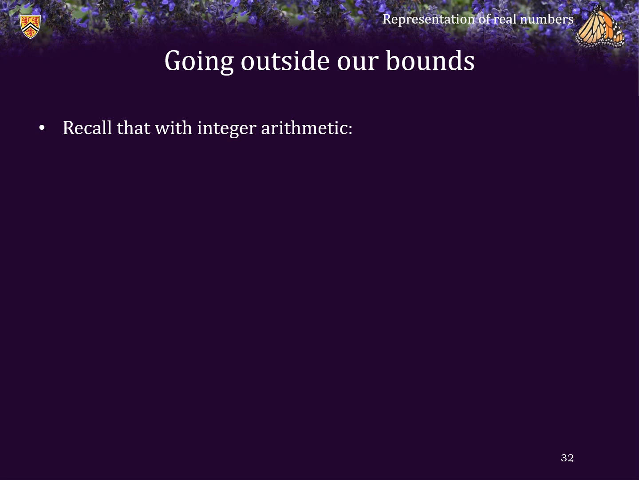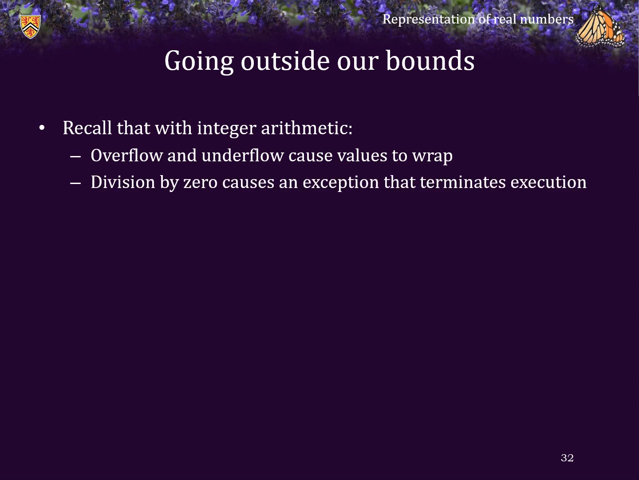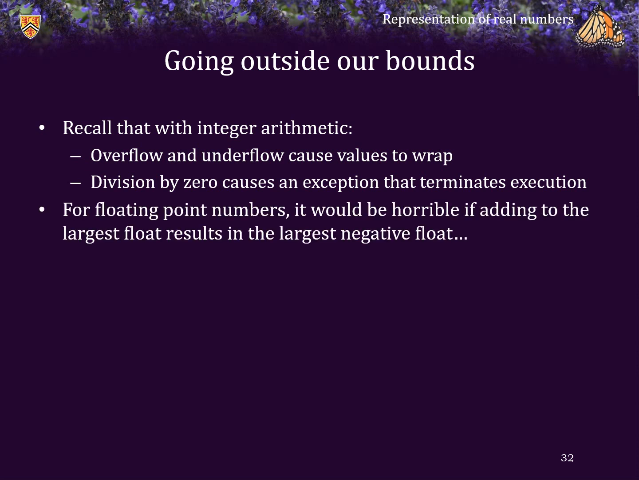Now, recall from ECE 150 the behavior of integer arithmetic. Integer arithmetic may result in an overflow or an underflow or a carry, which would then wrap the result around. Similarly, if you were to perform a division by zero with integers, you get an exception that terminates execution of the program. Well, for floating point numbers, it would be quite horrible if you were performing Gaussian elimination or backward substitution and adding 1 to the largest possible float, having that result in the largest possible negative float. That sounds horribly suboptimal.